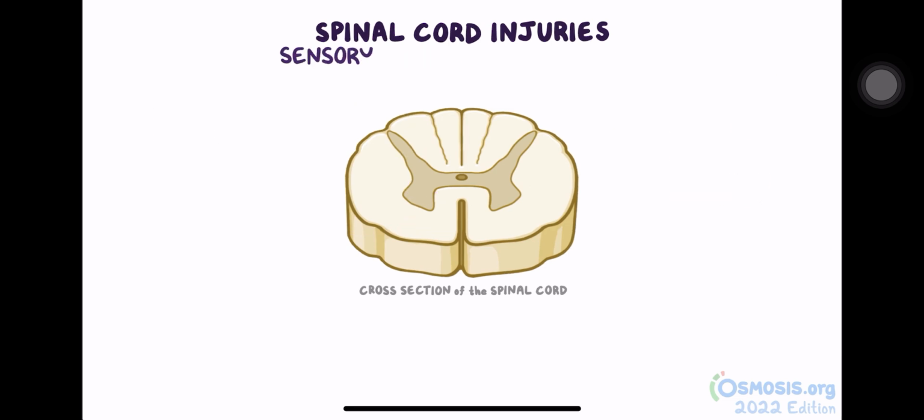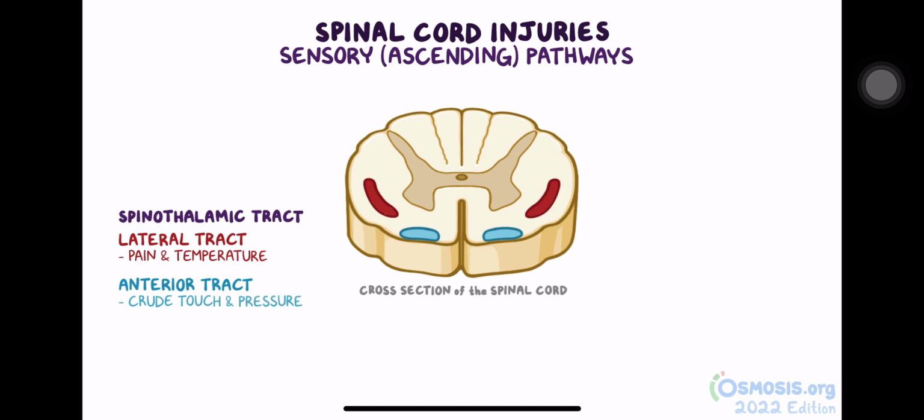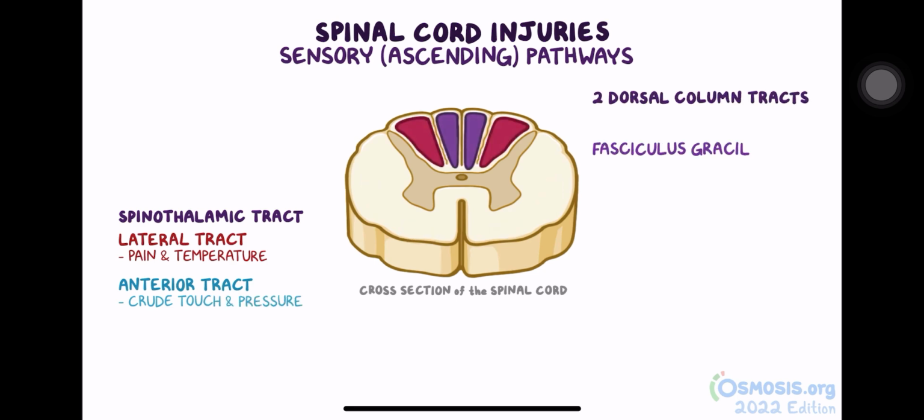There are four main sensory pathways ascending the spinal column. First, there's the spinothalamic tract, which is divided into two parts. The lateral tract carries sensory information for pain and temperature, while the anterior tract carries information for crude touch and pressure.